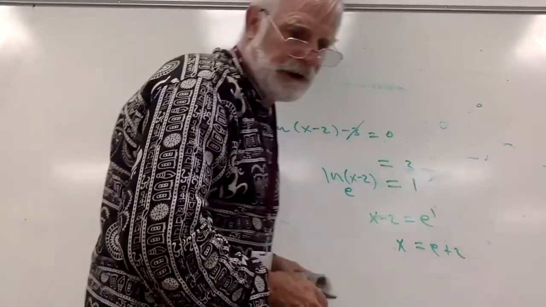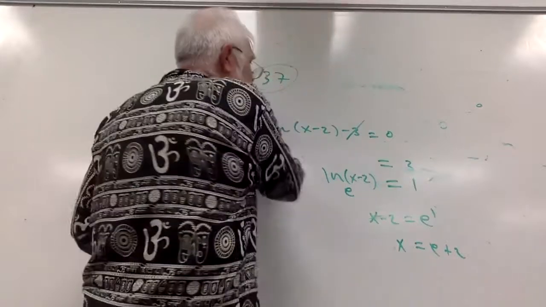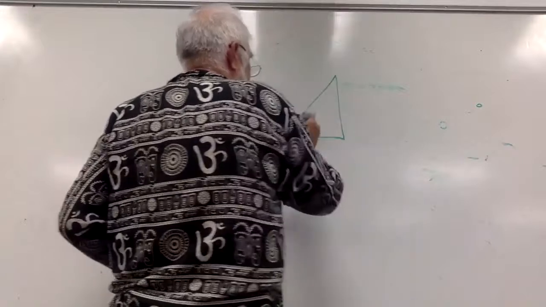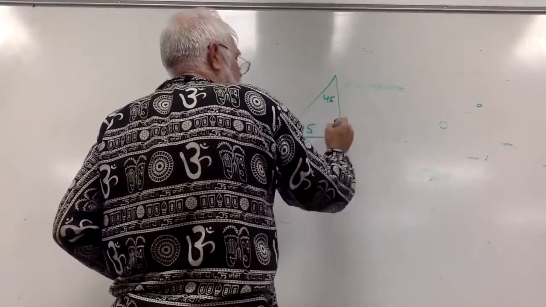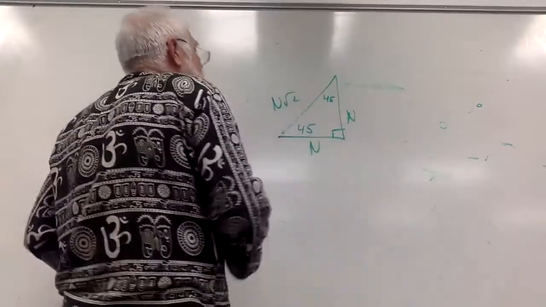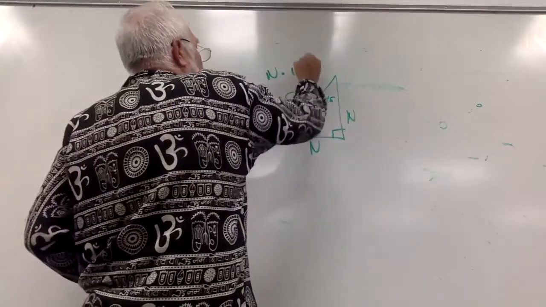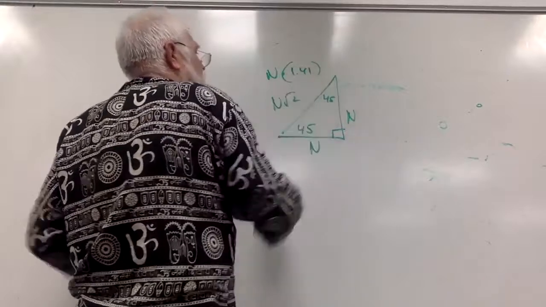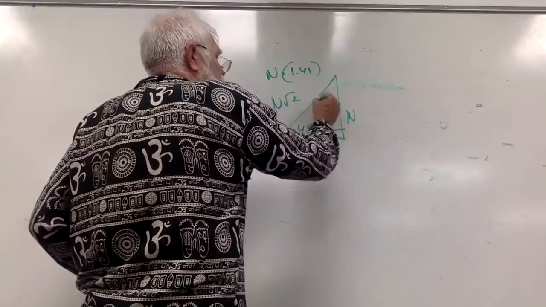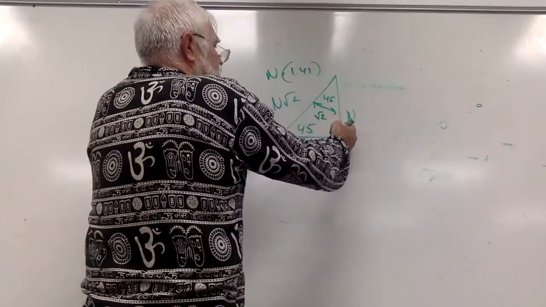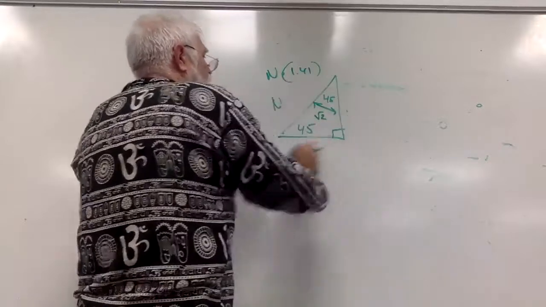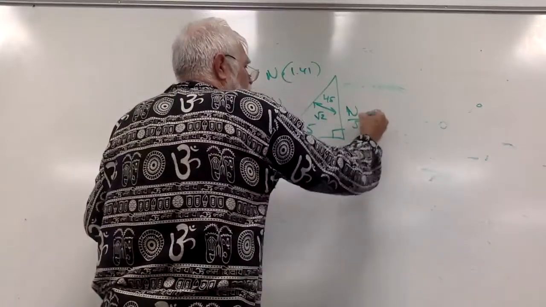All right, we're almost there. 45, 45, 90, and n. There's 45, 45, 90. And if that's n, then that's n. And this is n root 2. In other words, n is getting multiplied by 1.41, approximately. Bigger, makes it bigger. Root 2 is what creates correlation between this side and this side. If I want to go from small to big, I multiply by root 2. If I want to go from big to small, I divide by 1.41.